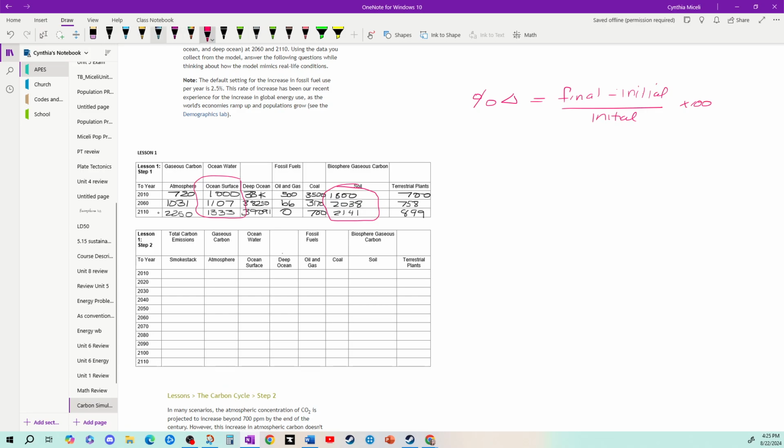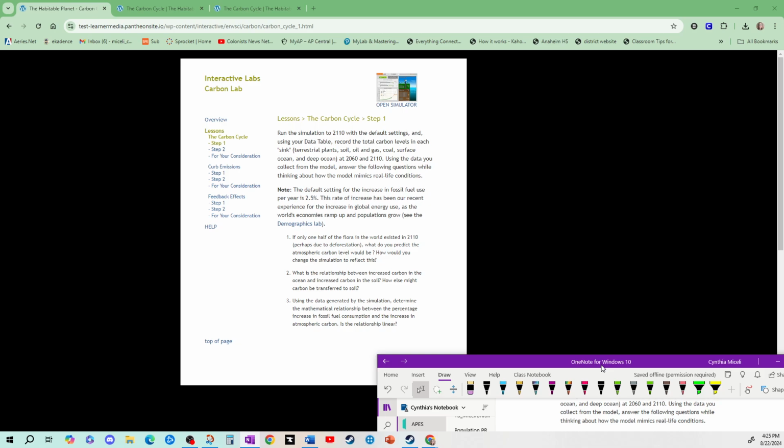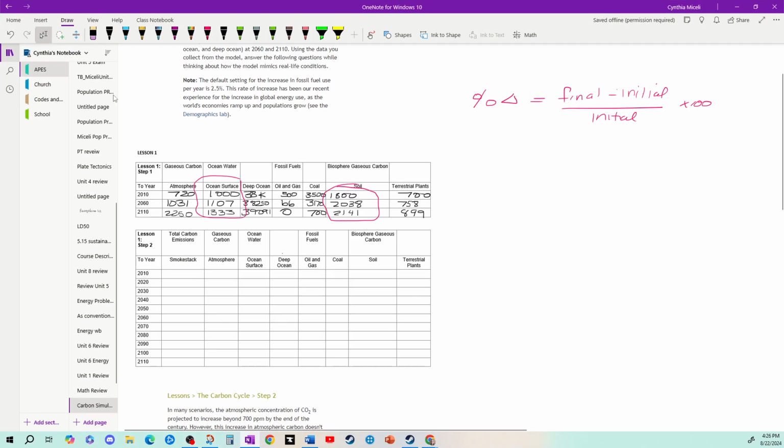So if we first look at, I forgot what it was already. Let me look. We want to look at fossil fuels and atmospheric carbon. Okay, so our fossil fuel percent change, this is going to be easy math because there's a 0 involved.